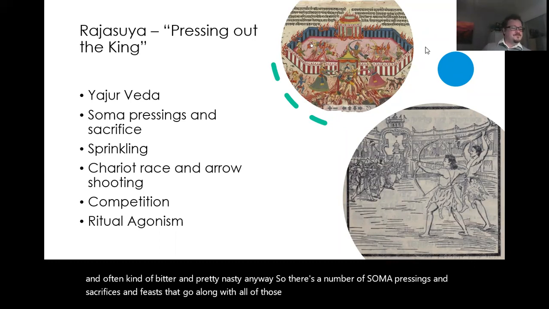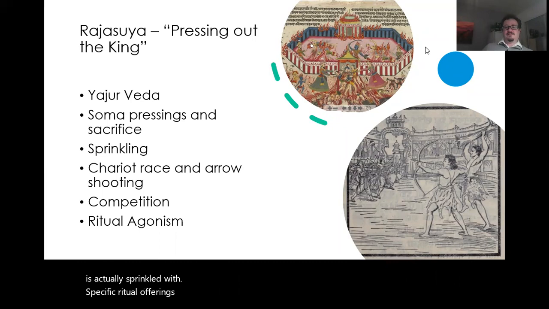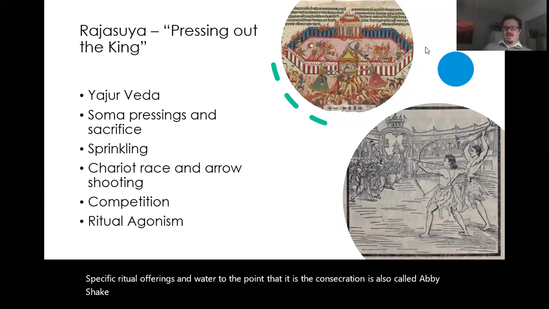Anyway, there are a number of soma pressings and sacrifices, and feasts that go along with all of those sacrifices of animals. The king is sprinkled with specific ritual offerings and water, to the point that the consecration is also called abhisheka. Abhisheka means sprinkling water upon something to consecrate it. We'll see this in other ritual contexts.